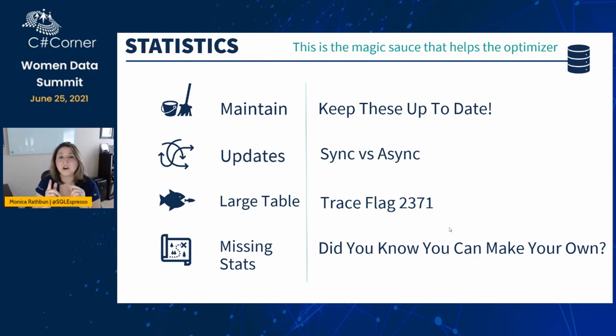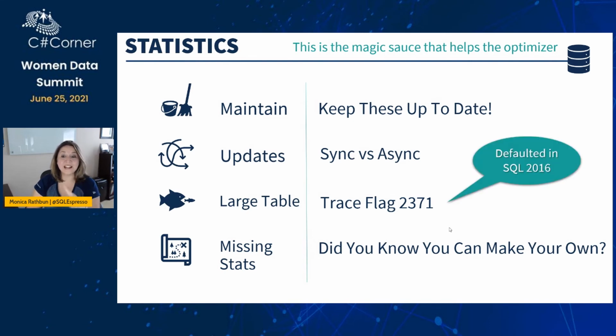If you're dealing with large tables, this is another trace flag you need to write down. It's 2371, and it is defaulted in 2016. Remember I said if it's defaulted, you probably want to take note. If you're below 2016, you need to turn on 2371. And what that allows it to do is it changes the algorithm of how statistics updates happen.